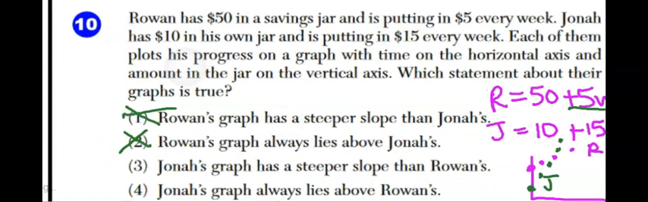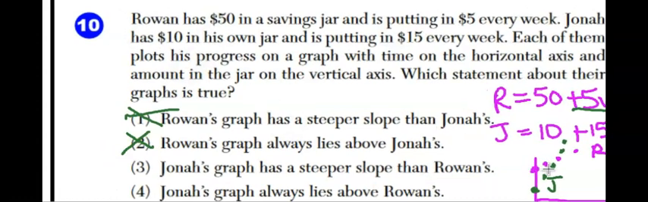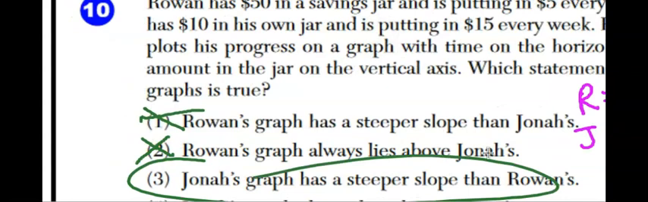And the reason why I know that the graph for Rowan won't always be greater and Jonah won't always be lower is because Jonah is growing at a faster rate. So let's circle that here and move on to question 11.